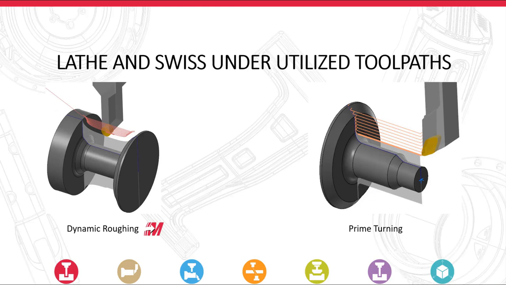Another thing we're going to talk about is lathe and Swiss underutilized tool paths, specifically dynamic roughing and PrimeTurning. There's a couple of examples on the screen, and dynamic roughing can be huge if you're doing a lot of hard material grooving. The strategy is essentially dynamic milling in lathe. PrimeTurning has been around for a while. With PrimeTurning you get quite aggressive, and you have a lot of say on the tool path. So we'll take a look at that today also.